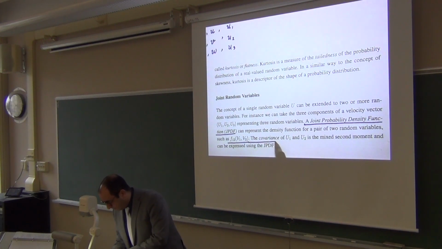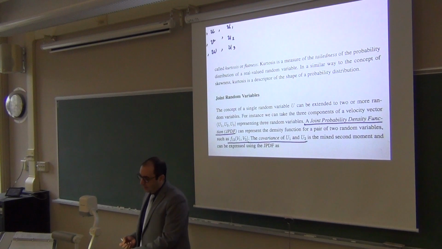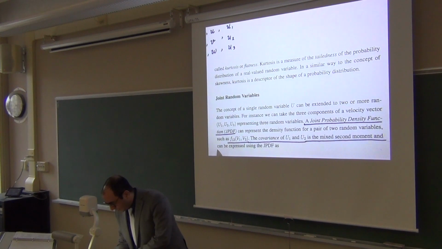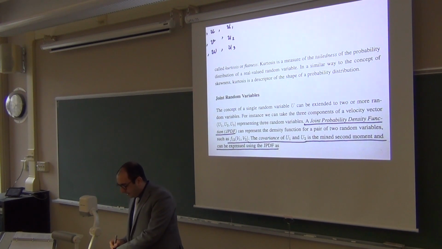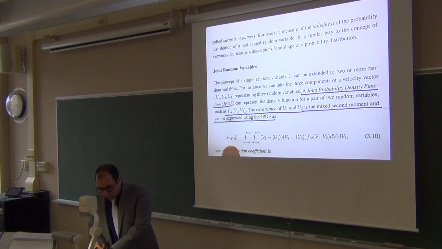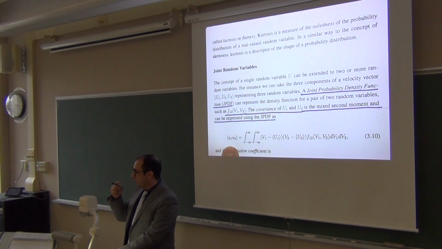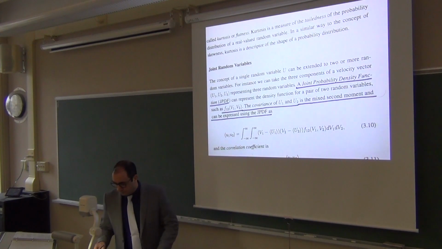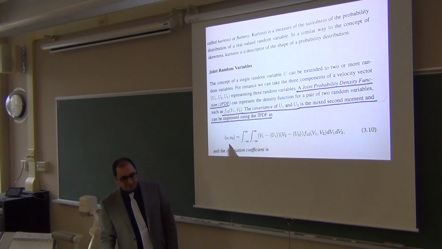The covariance of u1 and u2, or u and v, is the mixed second moment and can be expressed using the PDF by this formula. Remember I told you we have variance, which is only one fluctuation to the power of 2. For covariance, I need to multiply 2 fluctuations together, so I use this symbol. So covariance is the mean of the product of 2 fluctuations in different components of velocity.